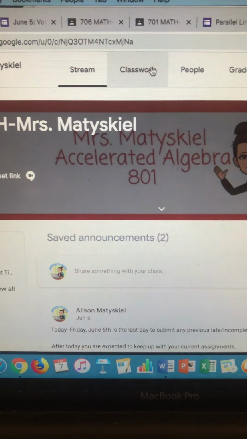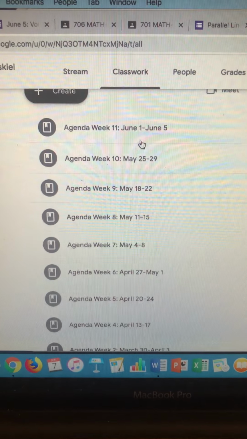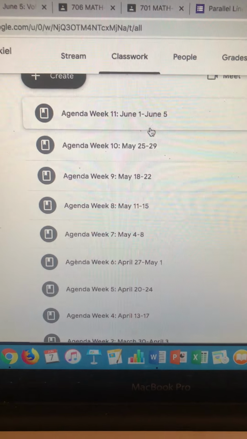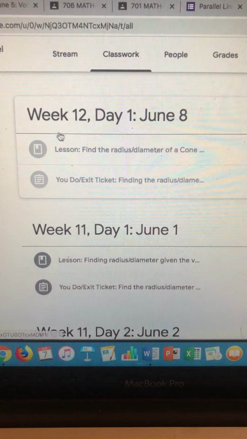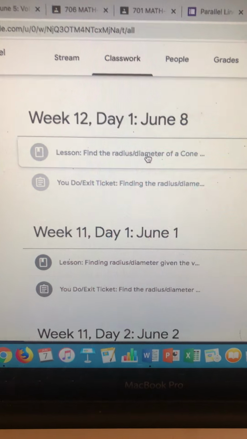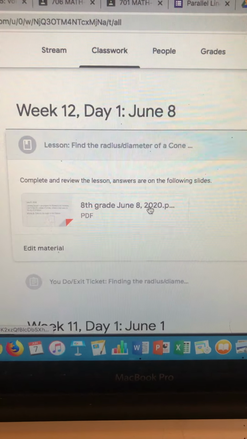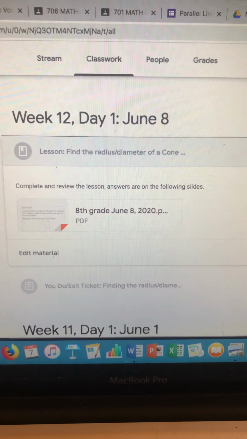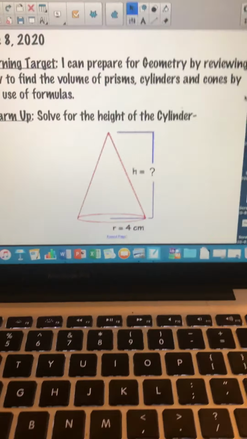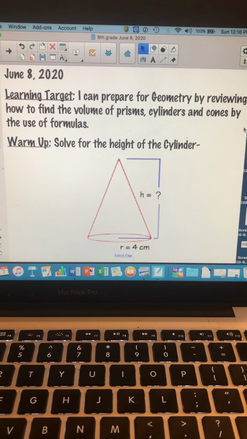So you click on your classwork tab. There will be an agenda posted for week 12. I just haven't put it up yet. You'll go to week 12, day 1, June 8th. So you have your lesson here. You'll complete the lesson. The answers are on the following slides. I'm going to use my larger version because I just feel like it's easier for you guys to see.